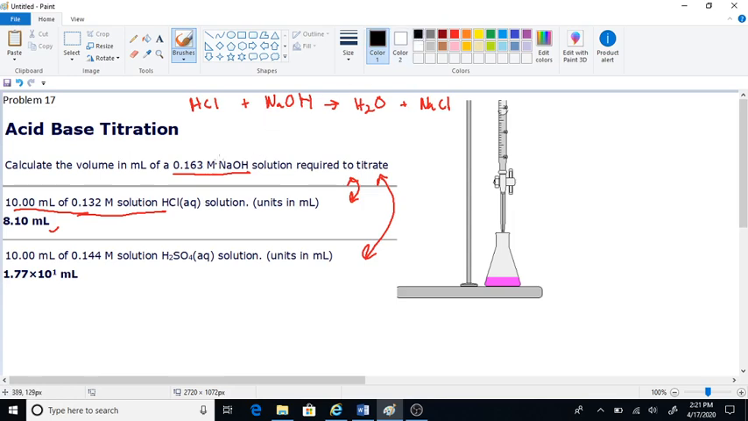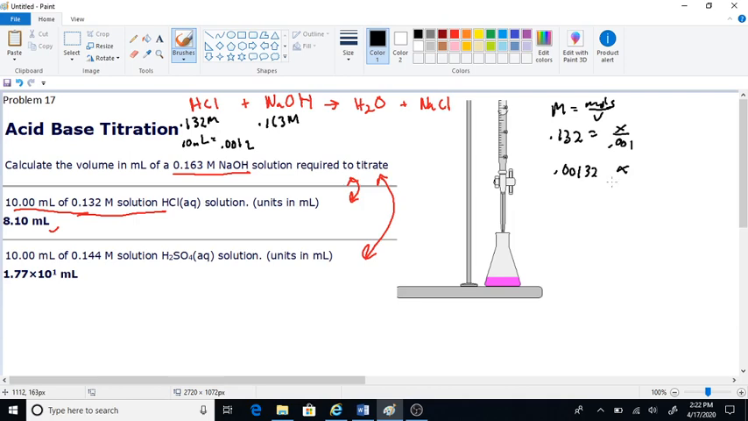So what do we know from the sodium hydroxide? We have a 0.163 molarity, and over here we have a 0.132 molarity and 10 milliliters, and 10 milliliters is equal to 0.001 liters. So we're going to do our molarity formula. Molarity is moles over volume in liters. 0.132 equals X over 0.001. You clear it by multiplying both sides by 0.001, and you get 0.00132.